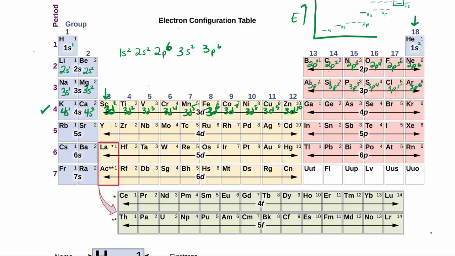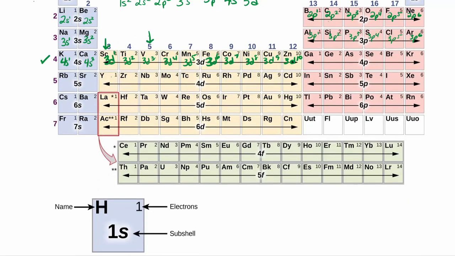So the electron configuration, say for vanadium, we would start at the top: 1s2, 2s2, 2p6, 3s2, 3p6. And I know that those are full because it's in the 4th row. And then 4s2, 3d3. So that would be the electron configuration for something like vanadium. Now we do have some special cases.